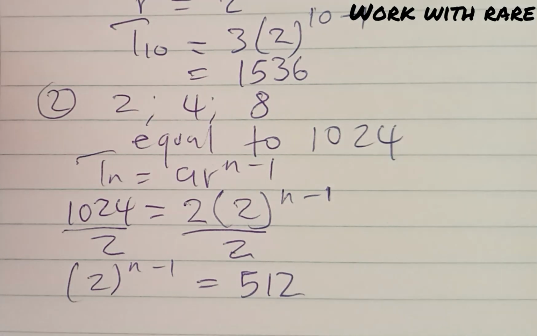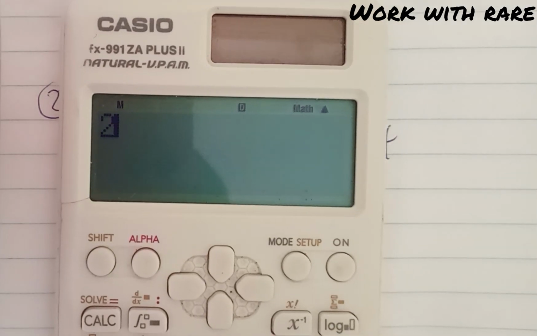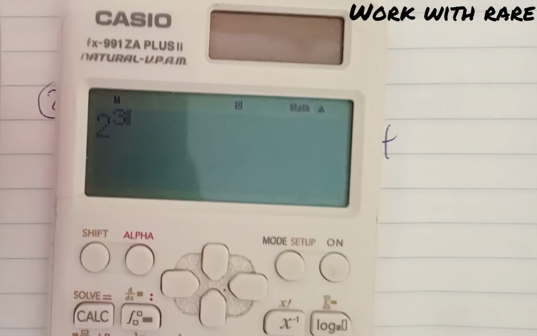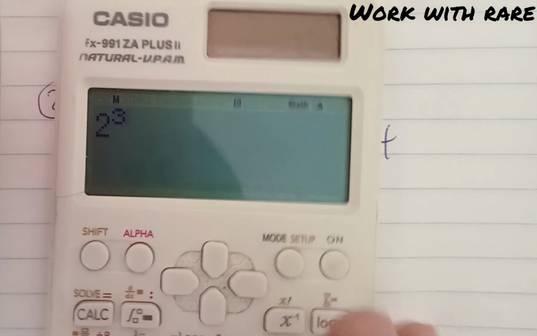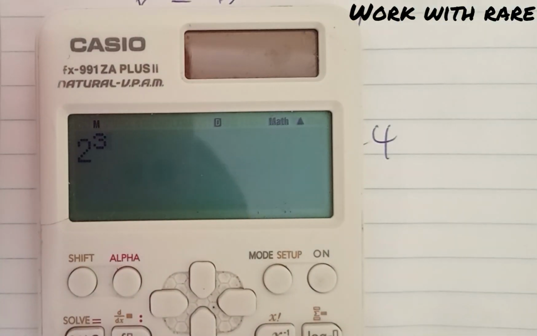Okay, so at this point we should make the bases the same. When I say the bases the same, it means on the right hand side I should have 2 to the exponent something. So let's test. If I say 2 to the exponent 3, you see it's far from 512. So let's test with 5.